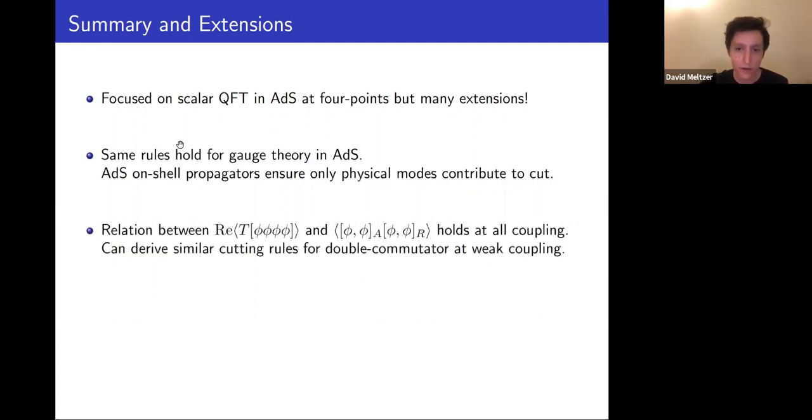As was mentioned before, these identities are very general. So the relation between the real part and the double commutator holds at all couplings. And so I could play the same games at weak coupling and derive identities for the double commutator cutting rules for the regular flat space Feynman diagrams. And they would basically be the same as the usual Cutkosky rules.